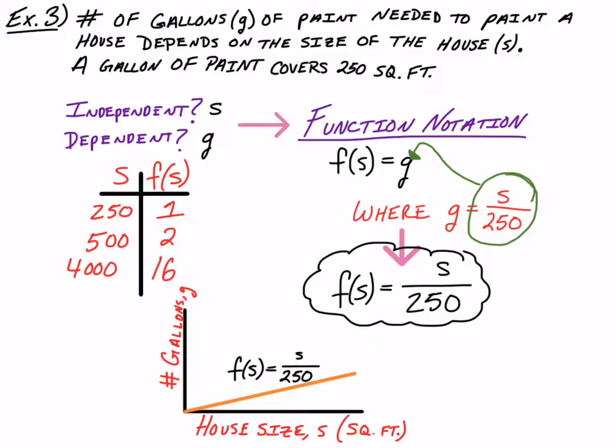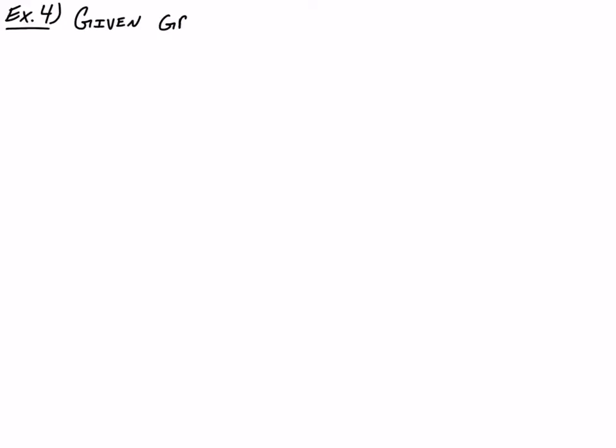So we've got our exact formula. We've got the table. We've got the graph. That's good enough for this one. Let's go to the last example here. Example 4. We're going to look at it from a different perspective to start out.